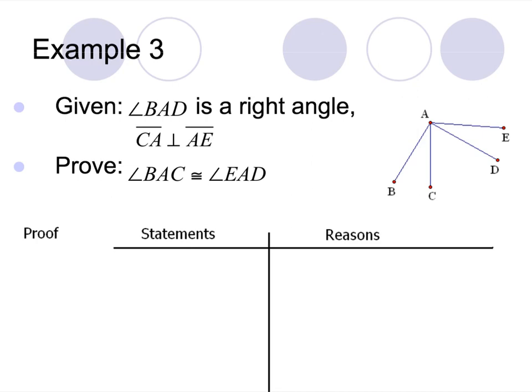All right. So angle BAD is the right angle. I'm going to jot that down. I know that CA is perpendicular to EA, or AE, doesn't matter. What does that tell me? Oh, right angle. And I want to prove that BAC is congruent to EAD. BAC, I'm going to put that in red, EAD. I want to prove those two angles are congruent.